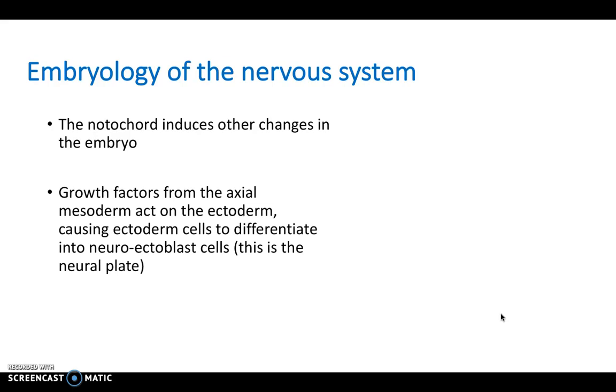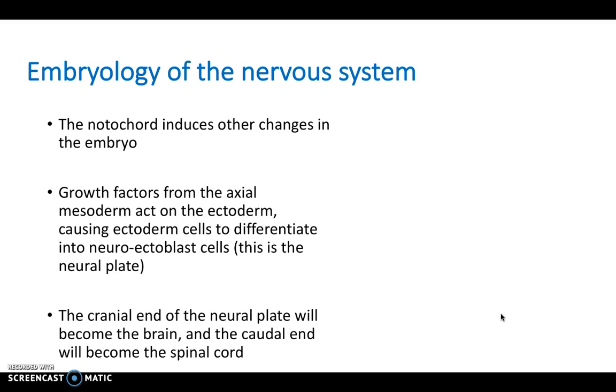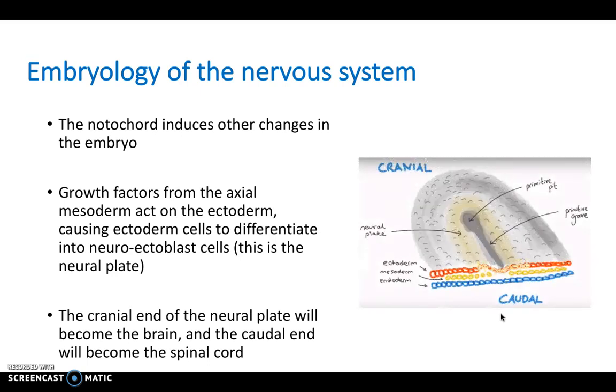The notochord, however, does induce other changes within the embryo, and growth factors from the axial mesoderm act upon the ectoderm. So factors released from the mesoderm act on the ectoderm, and this causes the ectoderm cells to differentiate into neuroectoblast cells, and this is essentially the neural plate. As you can see, the neural plate is forming around this primitive groove and primitive pit, and this is due to the release of growth factors from the axial mesoderm on the ectoderm.